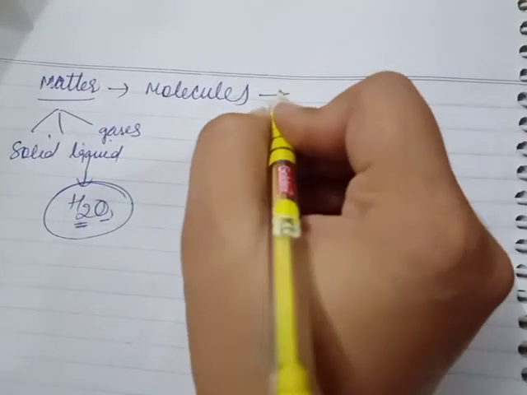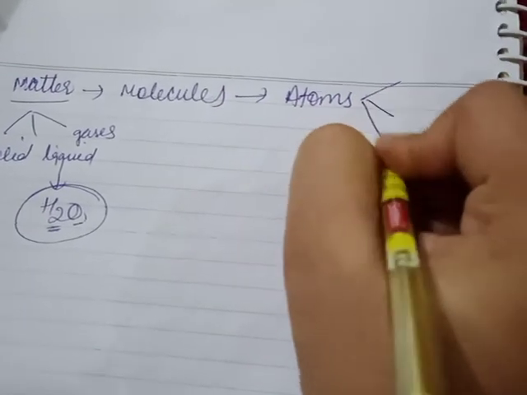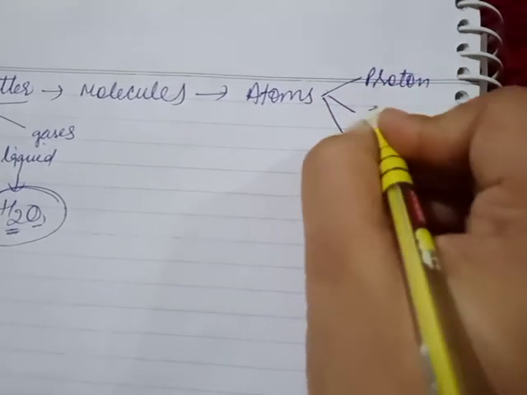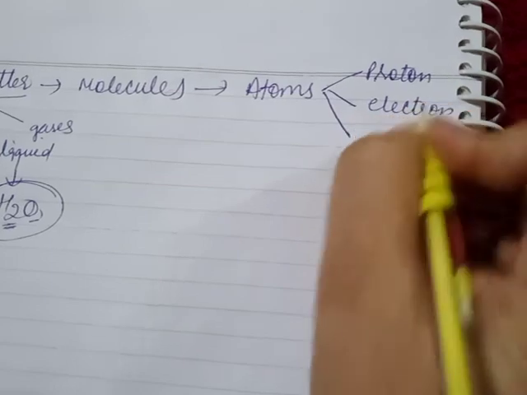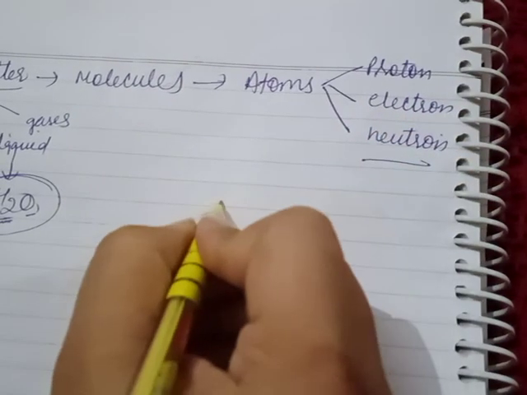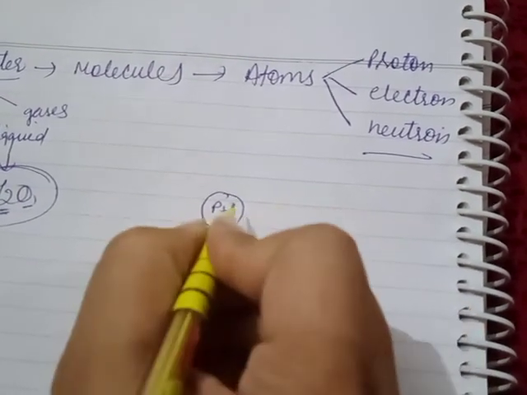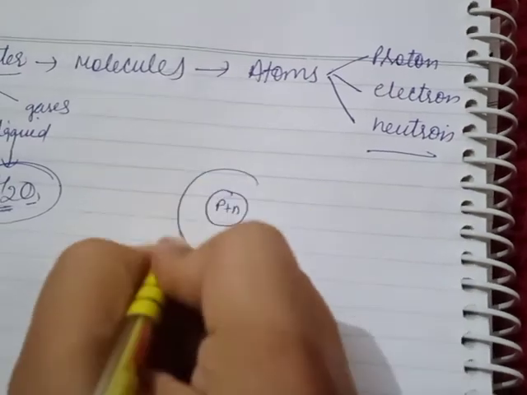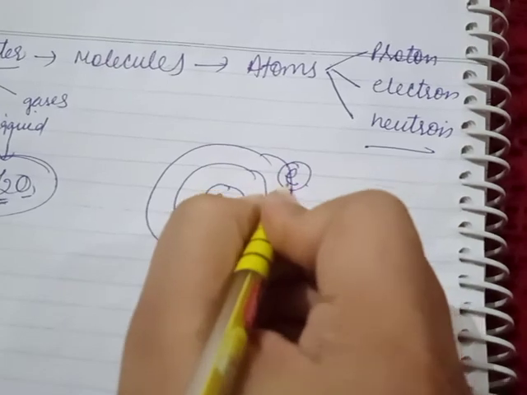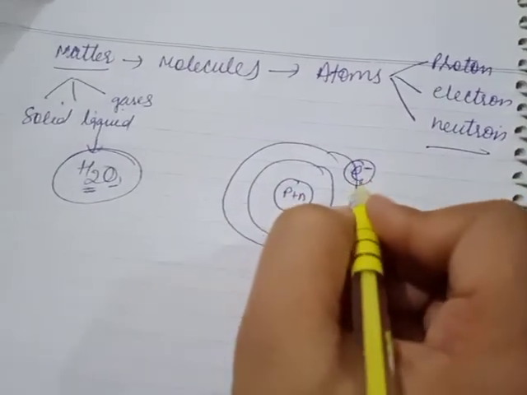Then these molecules are made up of atoms, and in turn this atom is made up of three tiny particles called proton, electron and neutron. Suppose this is the structure of an atom. This is a nucleus. In this, protons and neutrons are present, and in the shells electrons are revolving. These electrons help in the conduction of electricity.